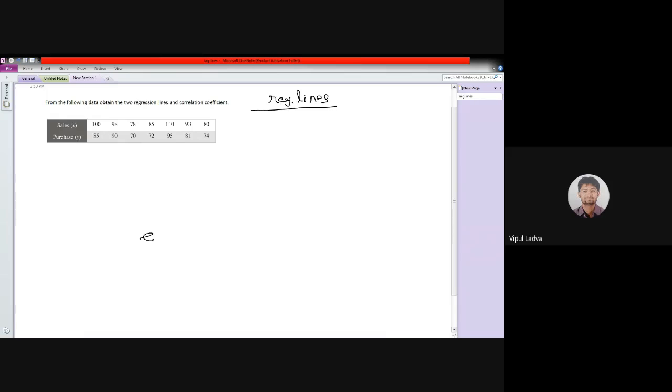We know that the regression line of x on y has the format x minus x bar equals bxy into y minus y bar. And the regression line of y on x has the format y minus y bar equals byx into x minus x bar. In both formulas, bxy and byx are the regression coefficients, and x bar and y bar are the arithmetic means of the series x and y respectively.